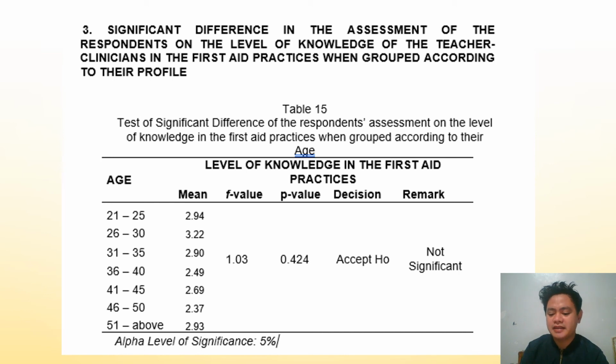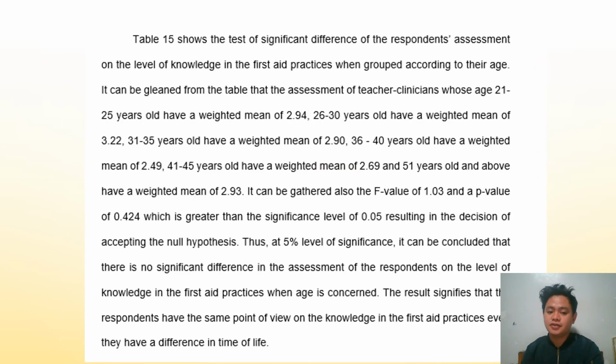So how do we interpret that? Now, like I told you, you have to start with the name of the table. So Table 15 shows the test of significant difference of the respondents' assessment on the level of knowledge in the first aid practices when grouped according to their age. So you have to start with the weighted mean, followed by the F value and P value, and then your concluding statement. So it can be concluded that there is no significant difference in the assessment of the respondents on the level of knowledge in the first aid practices when age is concerned.